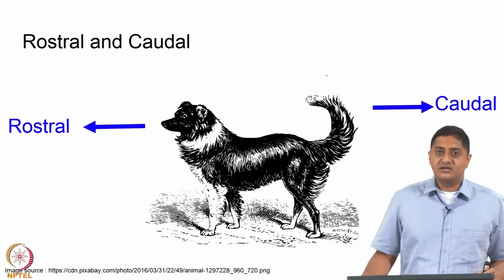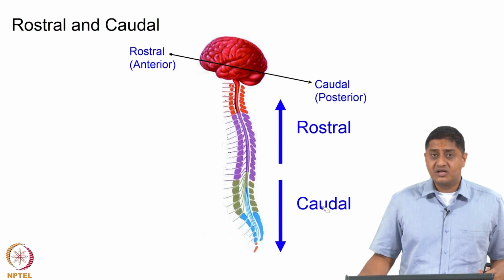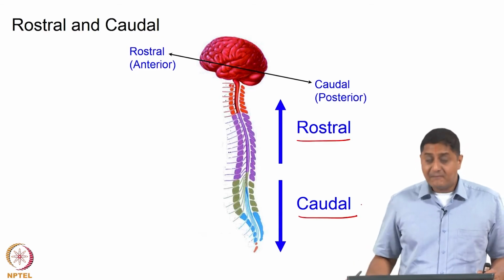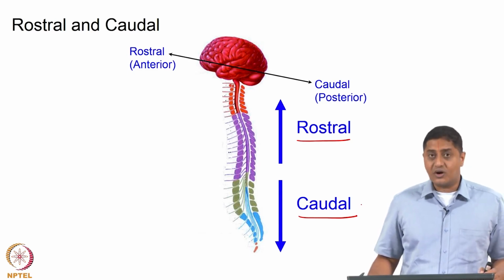Rostral and caudal. In general, rostral refers to that part of the body that is closer to the tip of the nose, whereas caudal refers to those parts that are closer to the tail. This is in quadrupeds. How does it work in humans? In humans, rostral refers to superior regions and caudal refers to inferior regions in the spinal cord, but in the brain it is different. In the brain, rostral refers to the anterior regions, whereas caudal refers to the posterior regions.